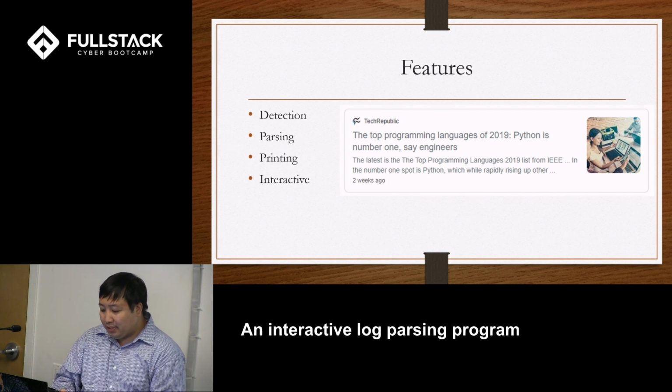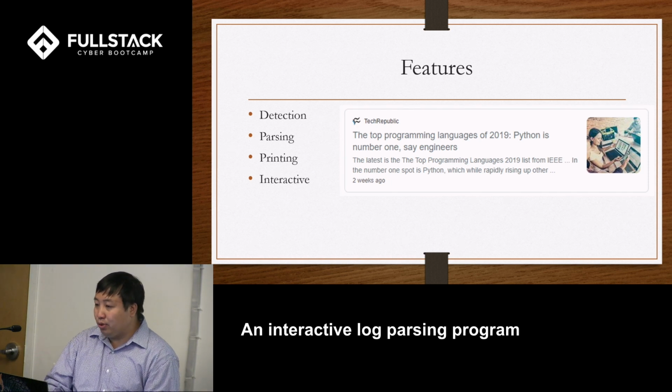So Lumberjack was built in Python 3 because we want our app to be multi-platform, and because Python is the hottest language in 2019. Our program can be broken down into 4 parts: the detection module, the parsing module, the printing module, and an interactive layer that combines all these modules together.